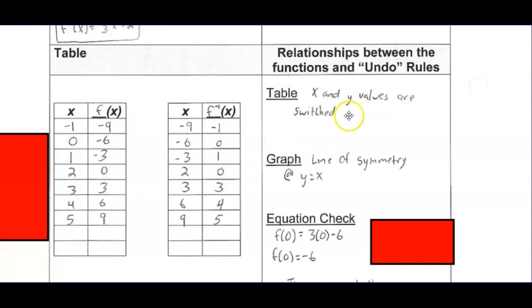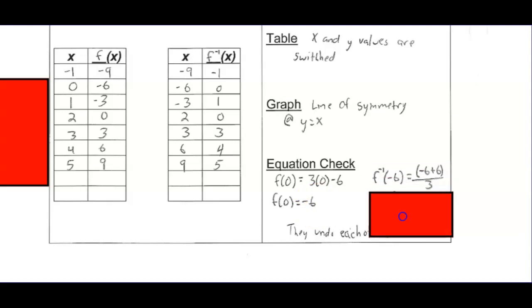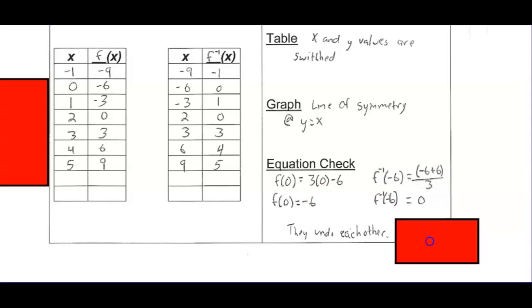So again, the table switches the x and y values. The graph is showing a line of symmetry at y equals x with points coming across perpendicular. And then the equation check, if I use 0 as an input, I get -6 as an output. So then if that output becomes the input, -6, I get 0 as the output again. So they're undoing each other for that reason.